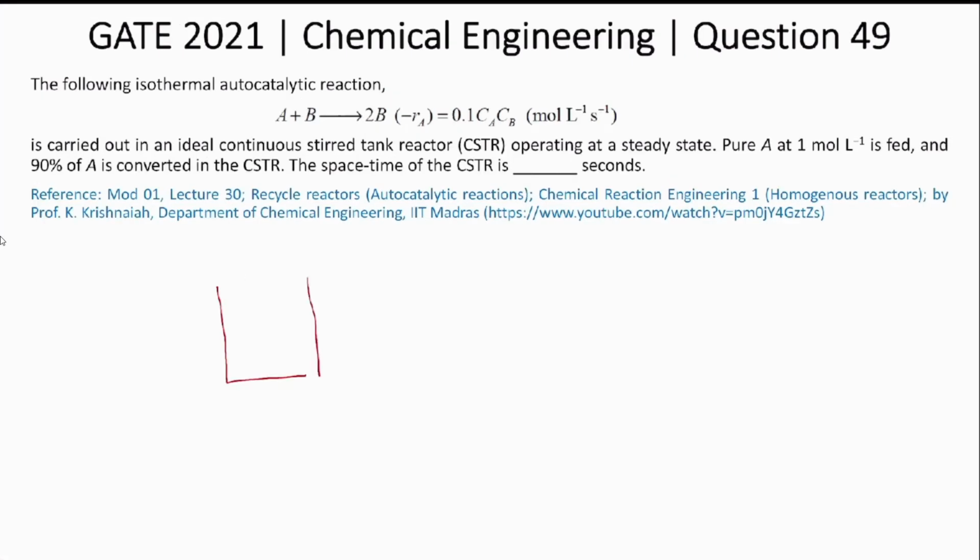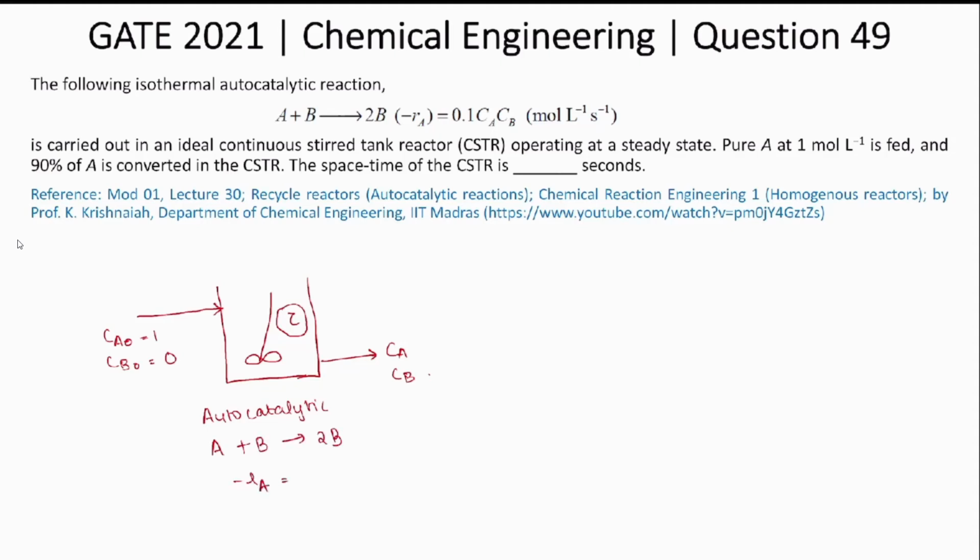So let us do a brief pictorial representation of the given question here. We have a CSTR and let's say tau is its space time, which we need to find. They have given Ca0 is equal to 1, and there is no Cb0 because the feed is pure A. The final concentrations are Ca and Cb. The reaction is an autocatalytic one, which is A plus B giving 2B, with the reaction rate equal to 0.1 CaCb, and this is a second order reaction.